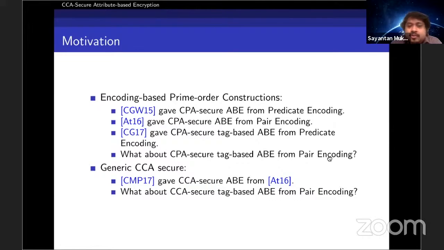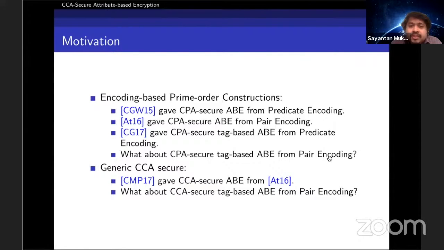The CGW in 2015 gave the first CPA secure ABE from predicate encoding. In 2016, Attrapadung gave CPA secure ABE from pair encoding. Here I should mention that predicate encoding is weaker than pair encoding. To know more about these kinds of encodings, please take a look at our longer pre-recorded talk. Then Chen and Gong in 2017 gave one CPA secure tag-based ABE from predicate encoding.